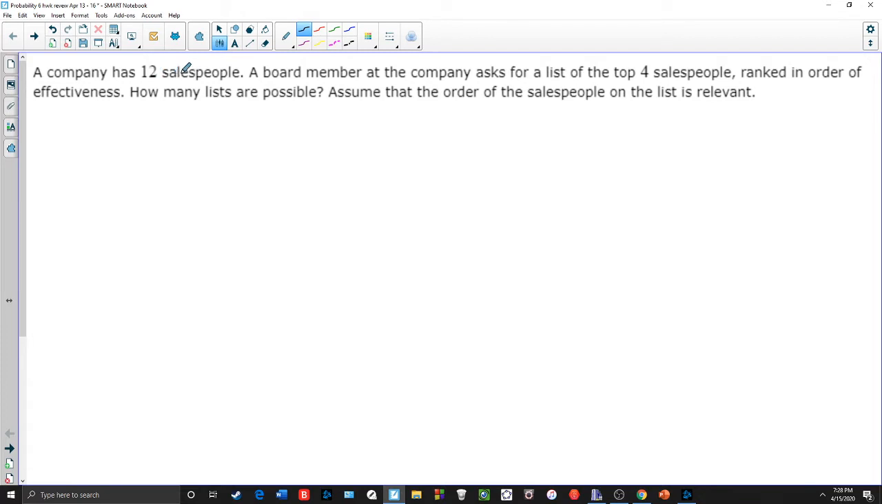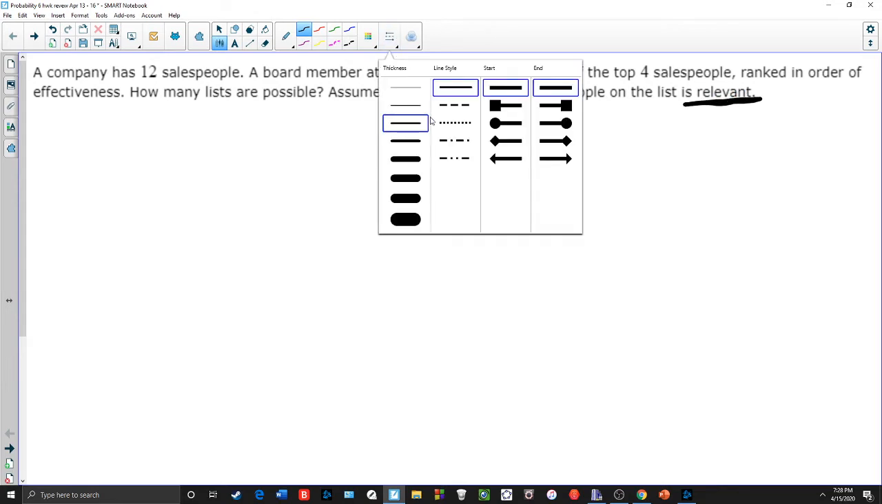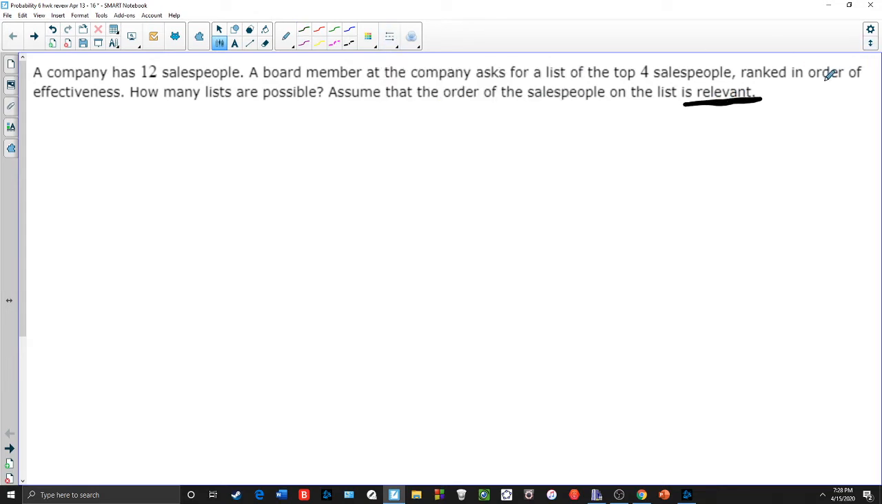A company has 12 salespeople. The board asks for a list of the top 4 salespeople in order of rank, so in order of effectiveness. So how many lists are possible, assuming that the order of salespeople on the list is relevant. So again, relevant meaning that the order does matter, because obviously the first person listed would be the person that's most effective, because it says ranked in order of effectiveness. So again, we can think about this as permutations and combinations, which it is. It's a permutation because the order matters.